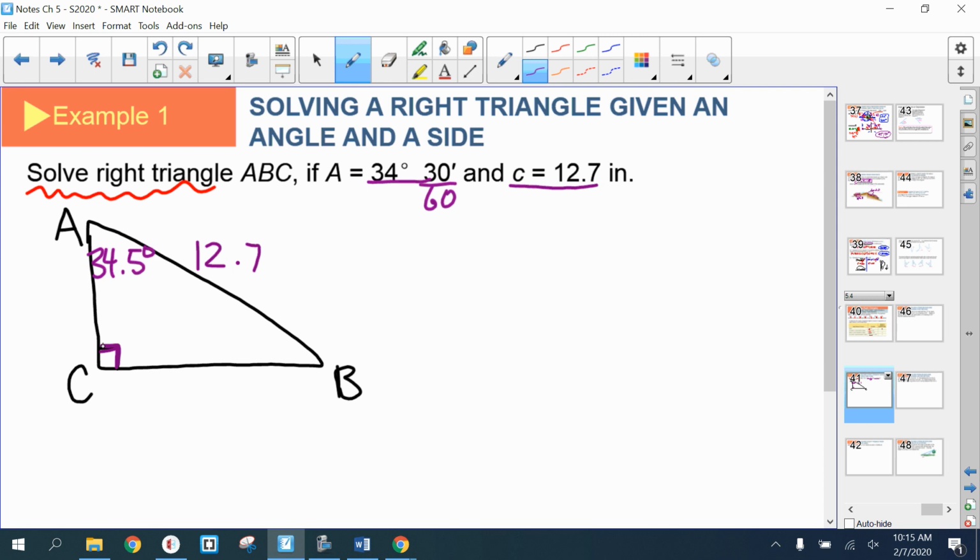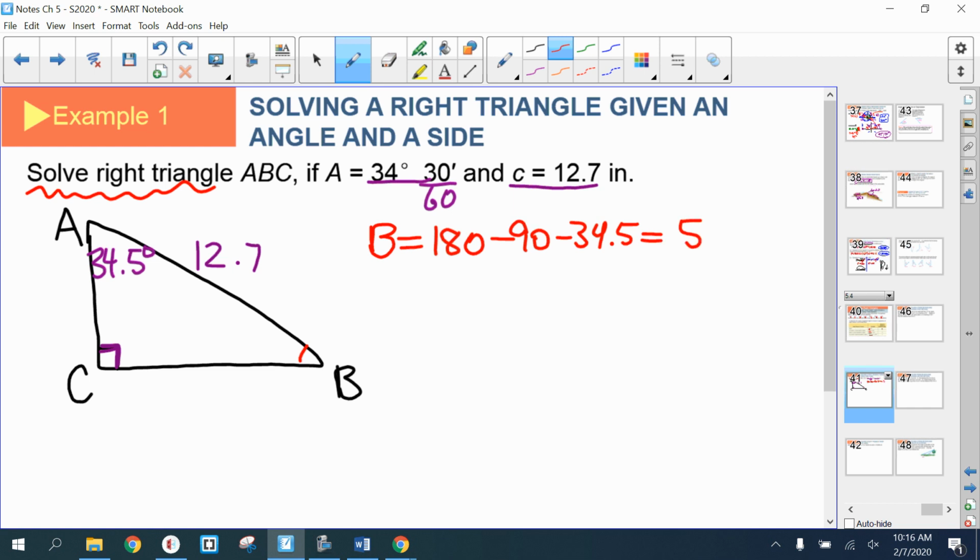Usually what happens is whatever they give you 2 of, it's easiest to find the third. So if you look at your picture, we have 2 angles. It should be pretty easy to find the third angle because we remember something from geometry. We remember that the 3 angles in a triangle always add up to 180. So we should just be able to go 180 minus 90 minus 34.5 to get, what do we get there?